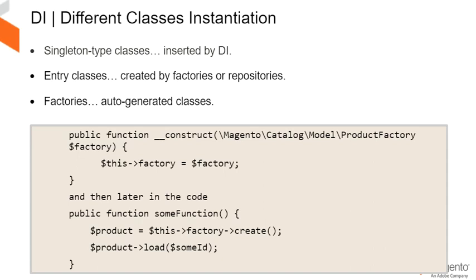Another important note, the factory class may not exist. When the DI mechanism identifies a class ending with Factory among the parameters, and this class does not exist, it will generate such a class in the generation folder. For example, it would be generation, Magento, Catalog, Model, ProductFactory.php with the create method.